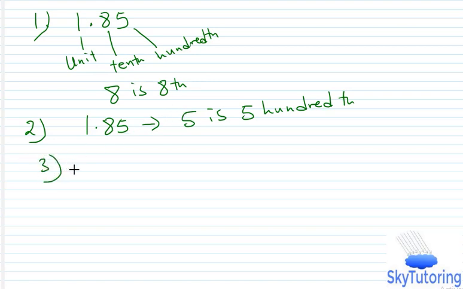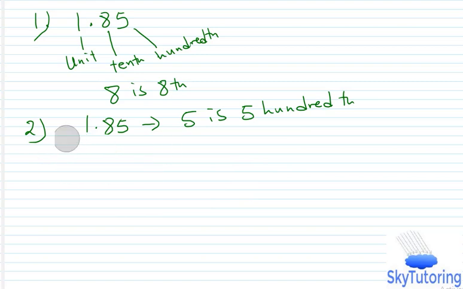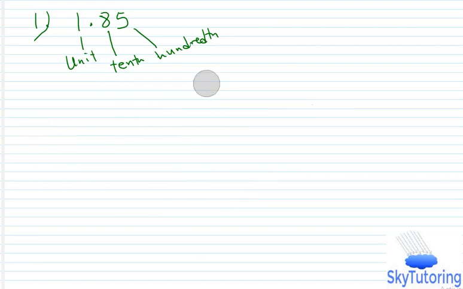Let's say we have the number 5.691. What will be the place value of 1? We have tenths, followed by hundredths, and then we have thousandths. So the place value of 1 is 1 thousandth. I hope that's clear. Let's see another one that involves the whole part. Let me erase this whole thing.